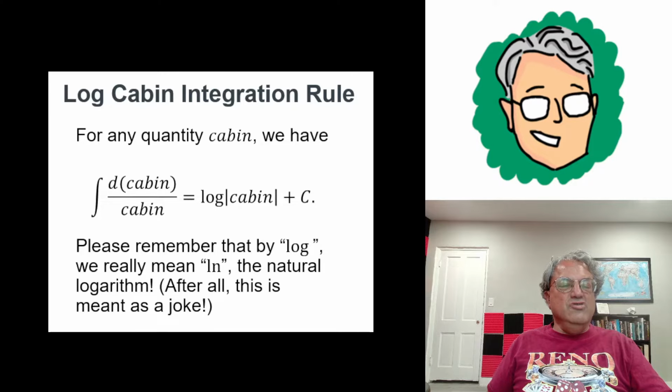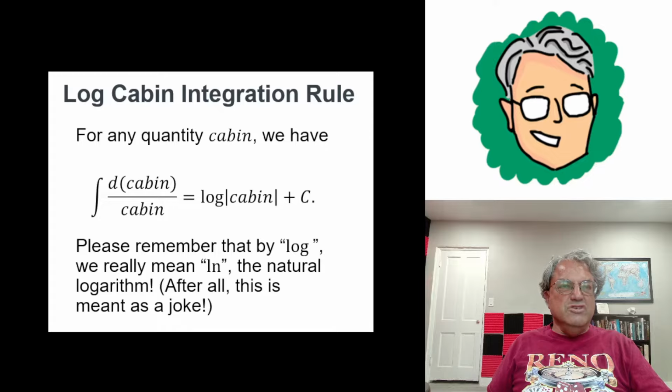So suppose we have any quantity which we call cabin, and cabin can be anything. It can be anything that depends on several variables or maybe just one variable, whatever. But it has to depend on at least one variable. And if that's the case, then if you take the integral of d cabin over cabin, you get log, this should really be ln, but sometimes people write ln as log, actually.